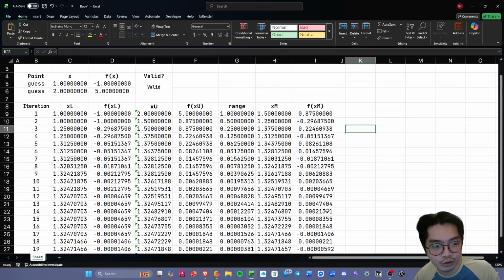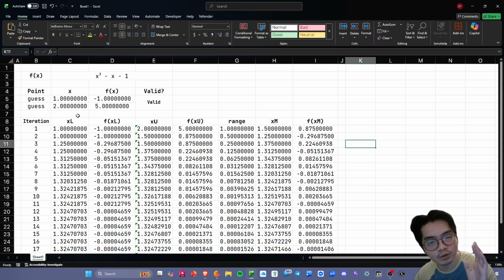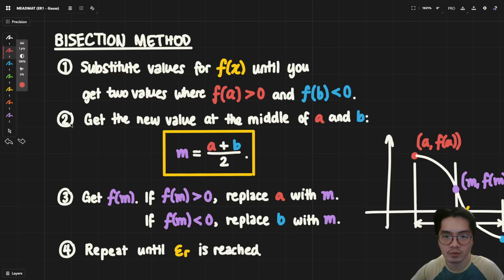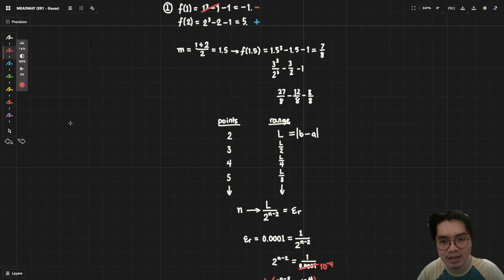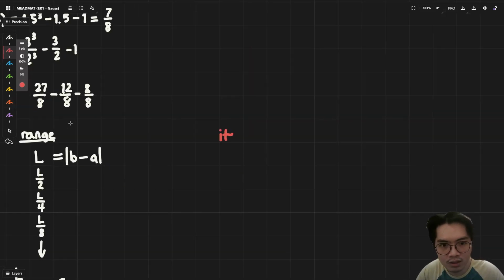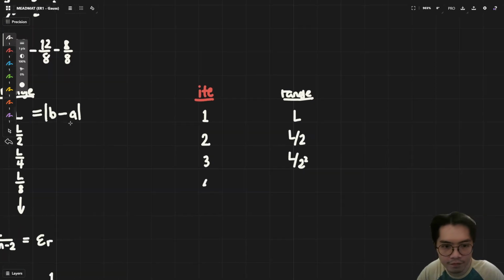But this is how we're going to have our bracketing methods, right? In our bracketing methods, the best way forward would be to consider iterations itself, not just the points themselves. Maybe what would be better is if we replaced our formula in here. Instead of points, we now think of iterations. For the first iteration, our range is our normal range, L. If we have 2, we have L divided by 2. If you have 3, we have L divided by 2 squared. If you have 4, we have L divided by 2 raised to 3, and so on and so forth.